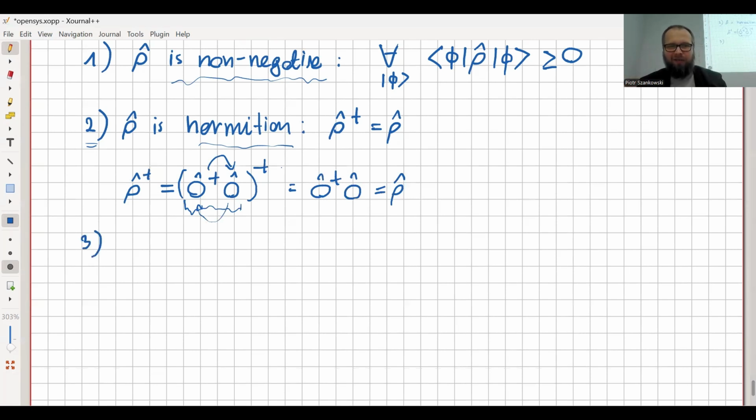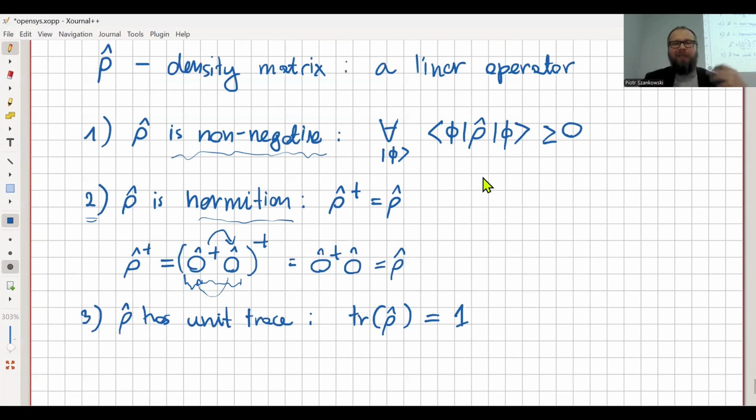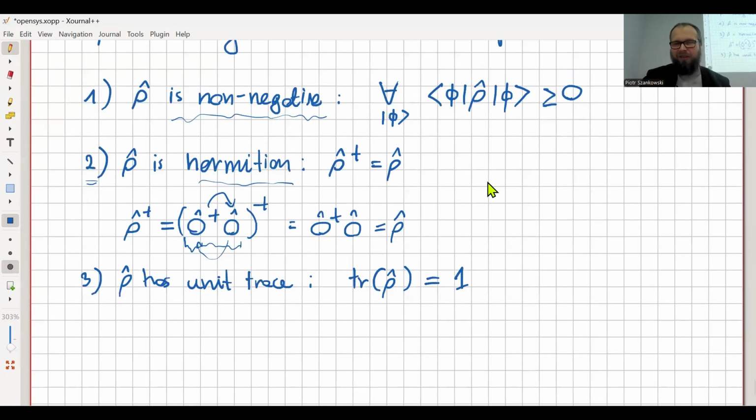And the third point: rho has unit trace. Which means that you take the trace of rho and it's equal to 1, the number 1. Okay, so when you combine all this, you have an operator that has only non-negative eigenvalues that sum up to 1. So it's like a probability distribution, right? Eigenvalues of a density matrix can be thought of as a probability distribution.